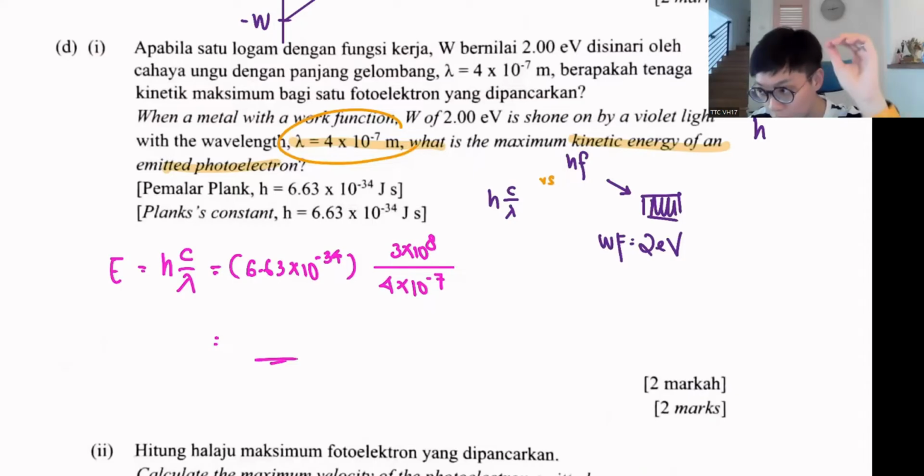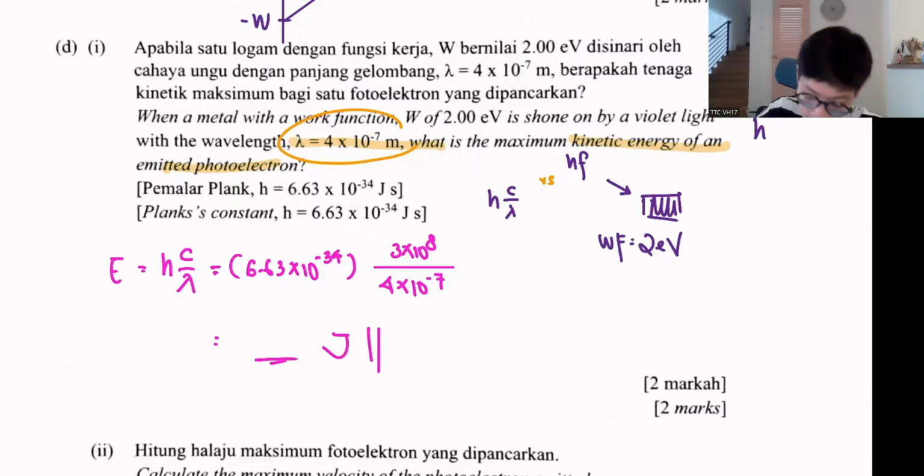Okay, so next you will see here, we have this thing. So how much is this? I don't know. Can anyone help me to calculate? This is in terms of joules. 4.973 times 10 to the power of -19 joules. Okay, so this one is in already.